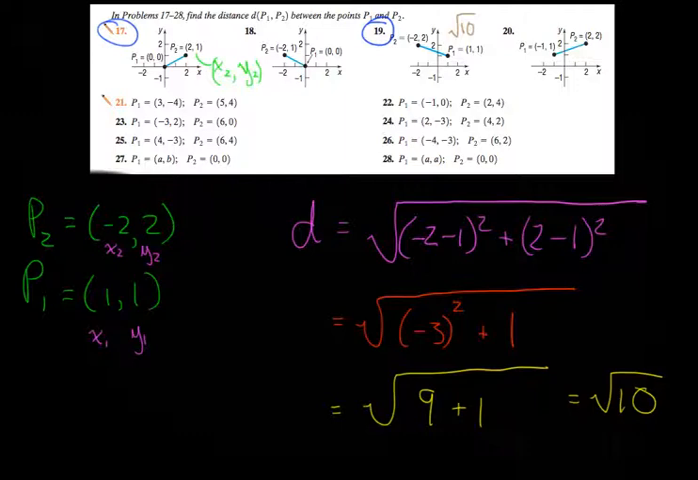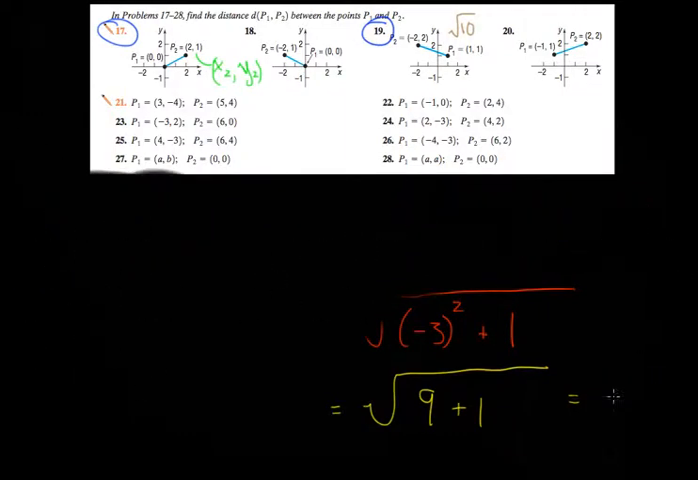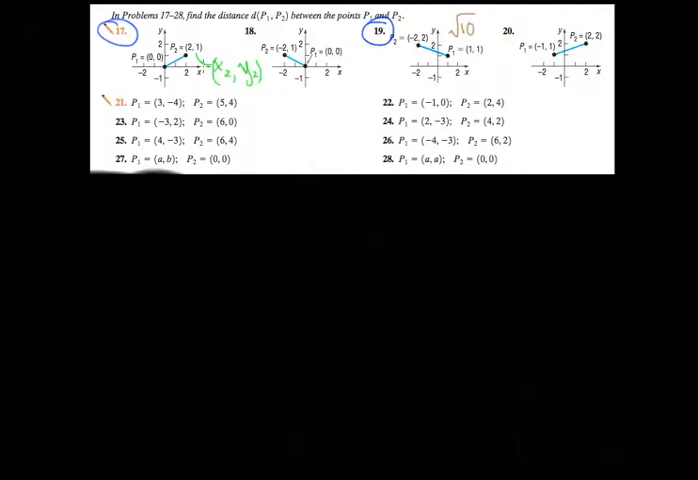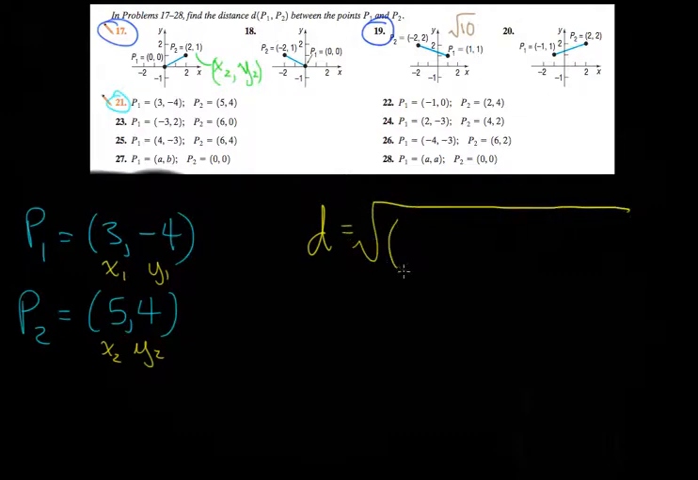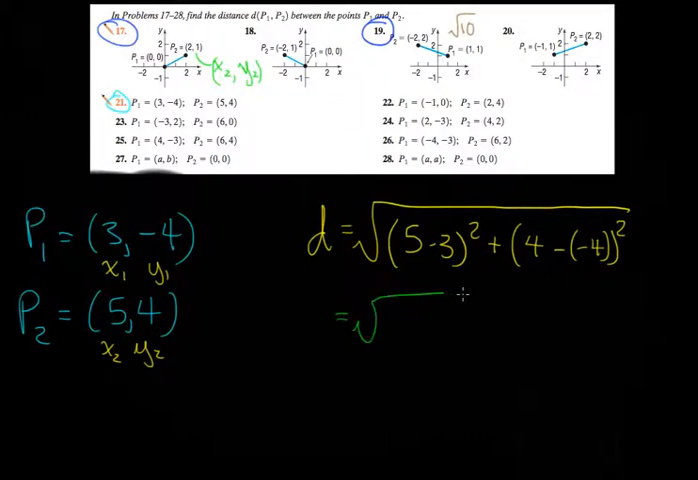Okay. Let me do now one without a graph. Let's do 21. So 21, P1 is equal to 3, negative 4. P2 is equal to 5, 4. Let's say this is x2, this is y2, this is x1, this is y1. So distance formula says square root of x2 minus x1, so 5 minus 3 squared plus y2 minus y1 squared. So 4 minus negative 4 squared. So this turns out to be 5 minus 3 is 2, plus 4 minus negative 4 is the same thing as 4 plus positive 4. So 4 plus 4 is 8.